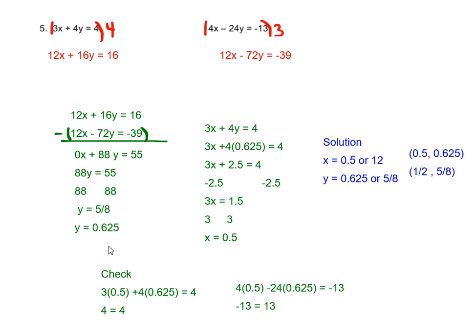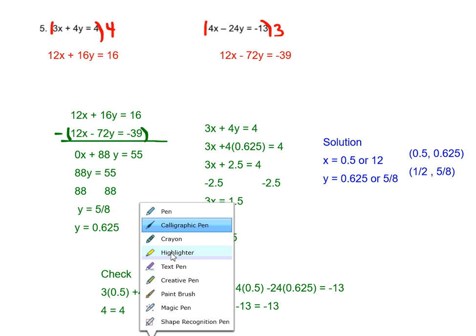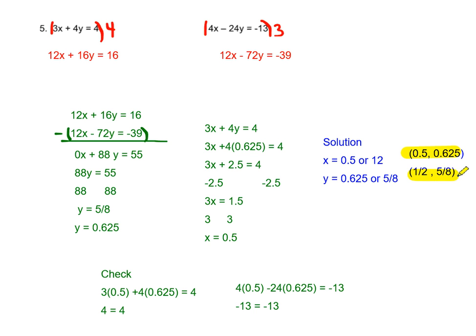If you're using the decimal, you have to use all the decimal points given to you, or your answers will not be correct. So remember, if you're using the decimal, use all decimal points given to you on your calculator. I then subbed the 0.625 into the equation 3x plus 4y equals 4, solved for x, and got 0.5. When I did my verification or my check, I got 4 equals 4 and negative 13 equals negative 13. So my solution can be 0.5 comma 0.625, or 1/2 comma 5/8. Whichever way you prefer to write it, I will accept both answers. So these are both correct solutions.